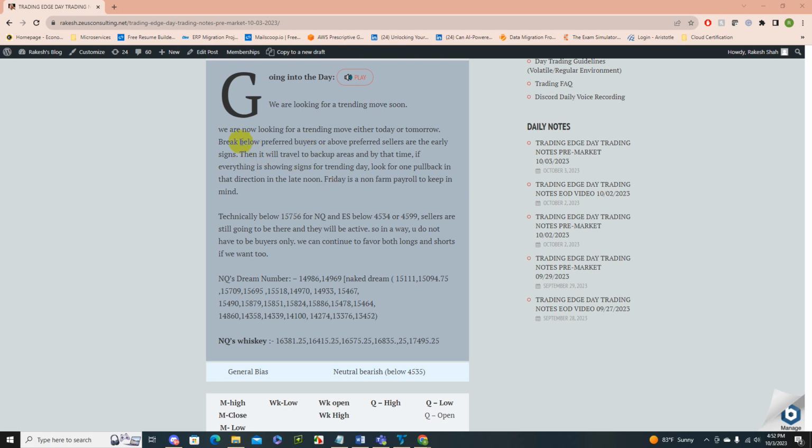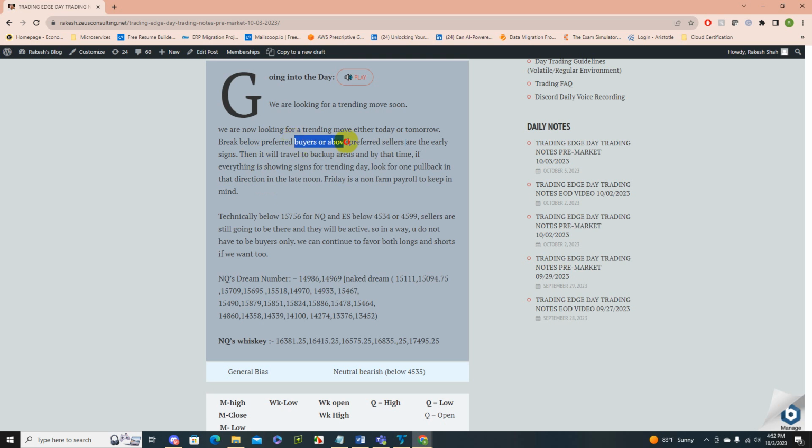So here, a break below the preferred buyers area, or a break above the preferred sellers area, is an early sign for a trend day, right? Since we are not in a prediction game here, we don't know whether the trend day is going to be up or down, so we look for clues in the price. Here it says a break below the preferred buyers area is basically a trend day down. A break above the preferred sellers area is a trend day to the upside.